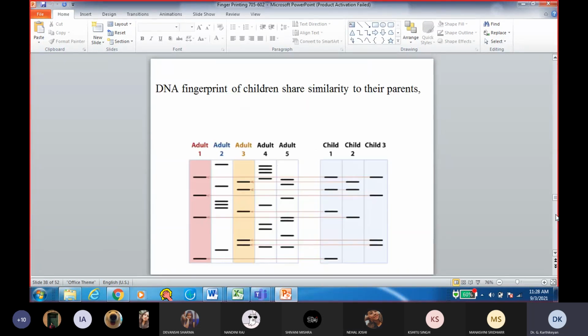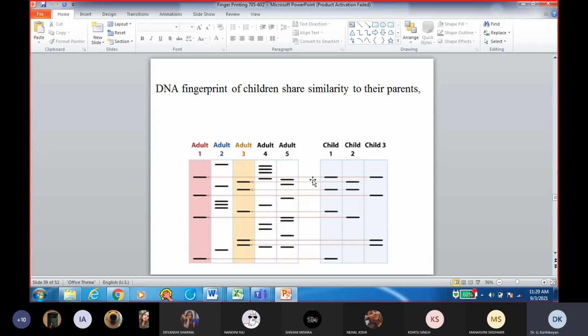So DNA fingerprints of children share a lot of similarity with the parents. The DNA fingerprint that you would see in the children reflects a lot of what you see in the parents. I'm showing you an example here. There are 5 adults: adult 1, adult 2, adult 3, 4, and 5, and there are 3 children: 1, 2, and 3. These are the DNA fingerprints for the parents, and you are trying to identify which child belongs to whom.